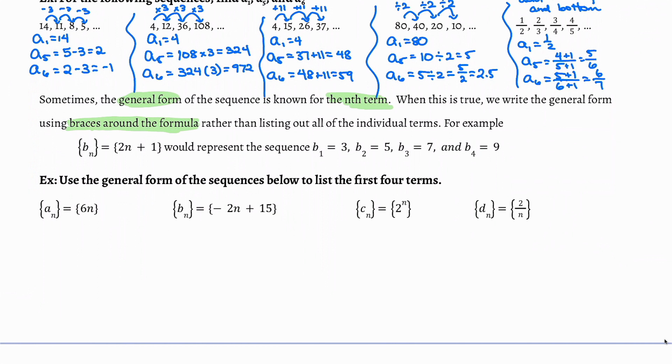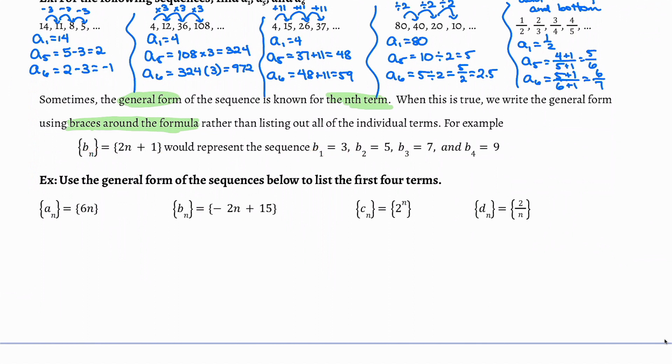For example, when I say b sub n is equal to 2n plus 1, this would represent the sequence b1 equals 3, b2 equals 5, b3 equals 7, b4 equals 9. Why is that true? Well, because all we're doing is we're taking our n. You see that n is 1 in this case? And I'm just going to plug it in. 2 times 1 is 2. 2 plus 1 is 3. So my n was 1, the answer was 3.